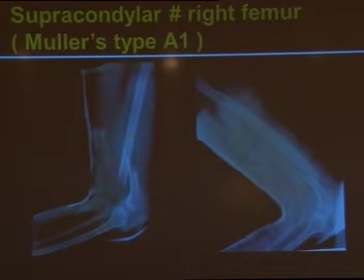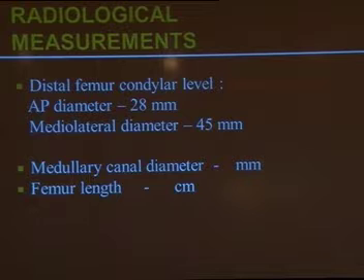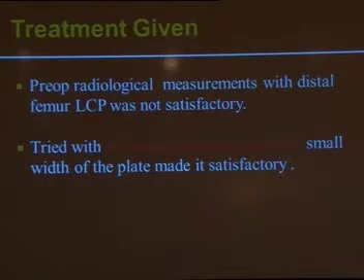This is an interesting case. This is a 35-year-old male patient who had bilateral polio limbs with a supracondylar femur fracture in his right limb, which was type 1, with fixed flexion deformity. The radiological measurement shows that the distal femoral condyles are hypoplastic and osteoporotic, the canal diameter was 7 mm and femur length was 32 centimeters. So the pre-op radiological measurement with the distal femur locking compression plate was not satisfactory.